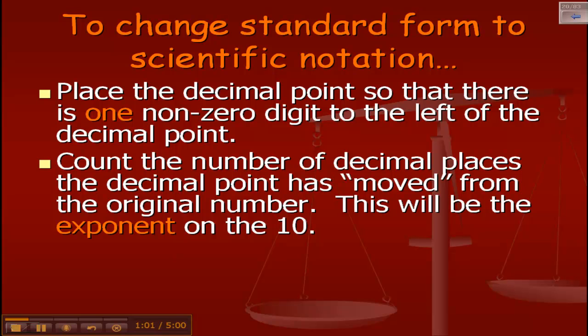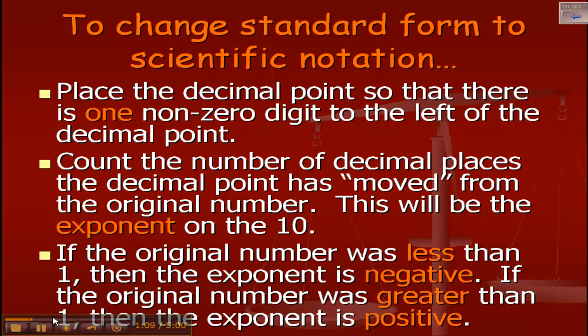So we need one number in front of the decimal point. Then you're going to count the number of places that your decimal has moved. This is going to be your exponent. Then you need to decide if your exponent is positive or negative. If you have a very small number, where the number was less than 1, then your exponent is going to be negative. If the original number is greater than 1, then your exponent will be positive.